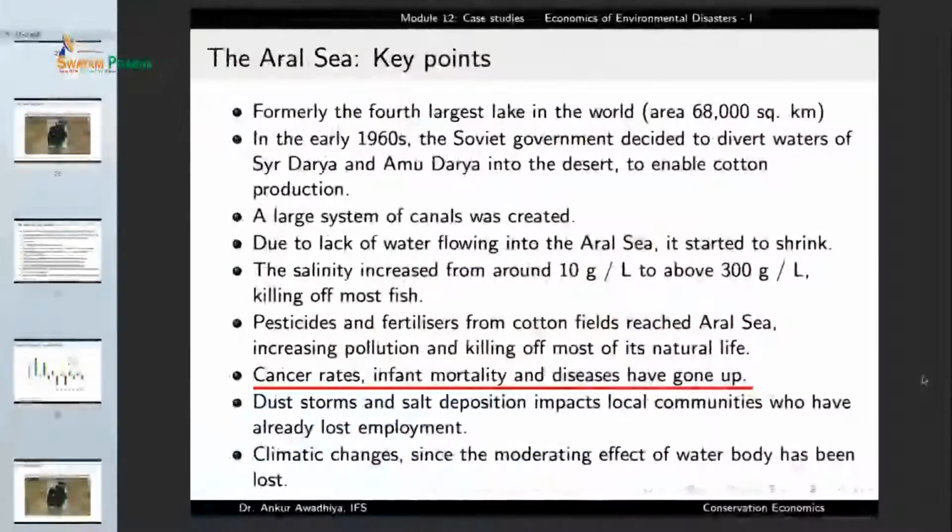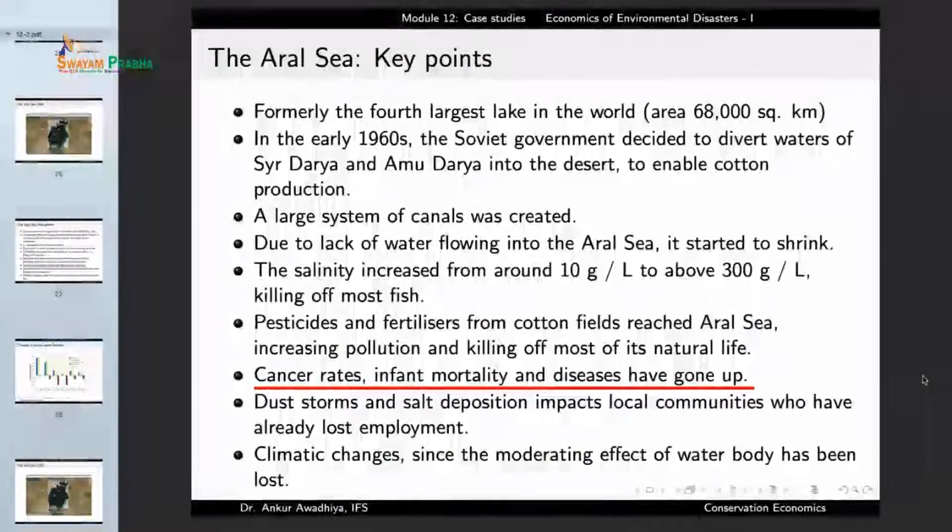So, on the one hand, the tourism industry is gone because it is no longer a pristine water area. The fishery industry is gone because all the fishes have died. The level of diseases has gone up because the water is contaminated. Then we start observing environmental damages because of this contaminated, highly saline water and exposure of the soil to the winds. So we start observing dust storms in the area.